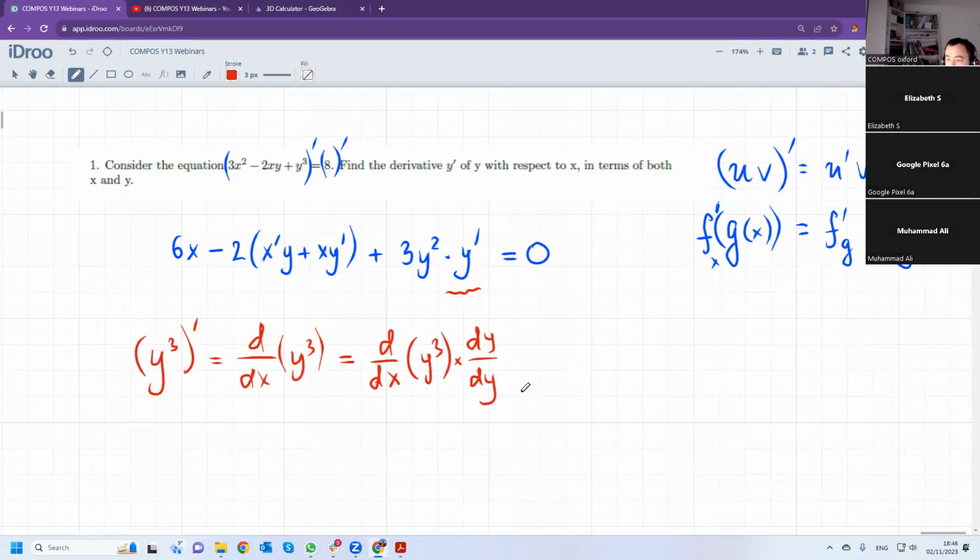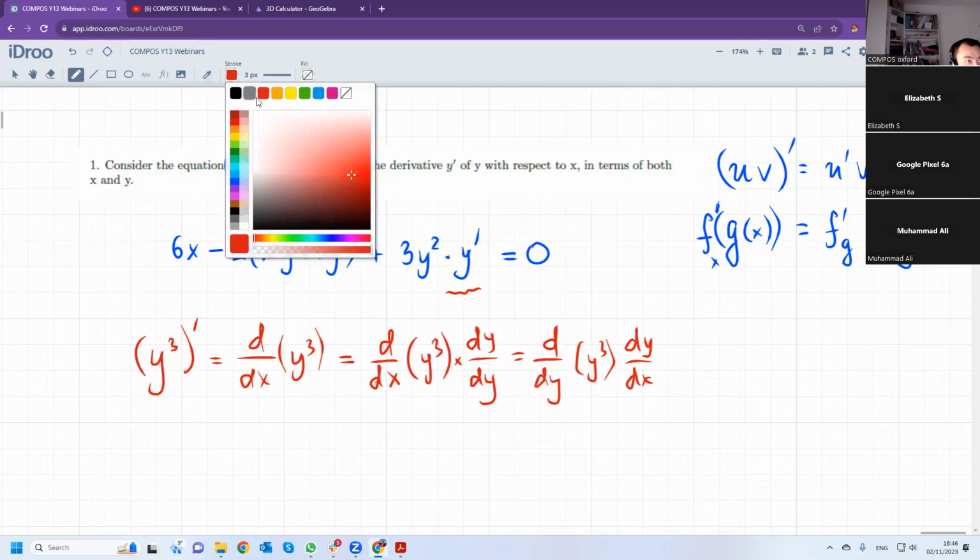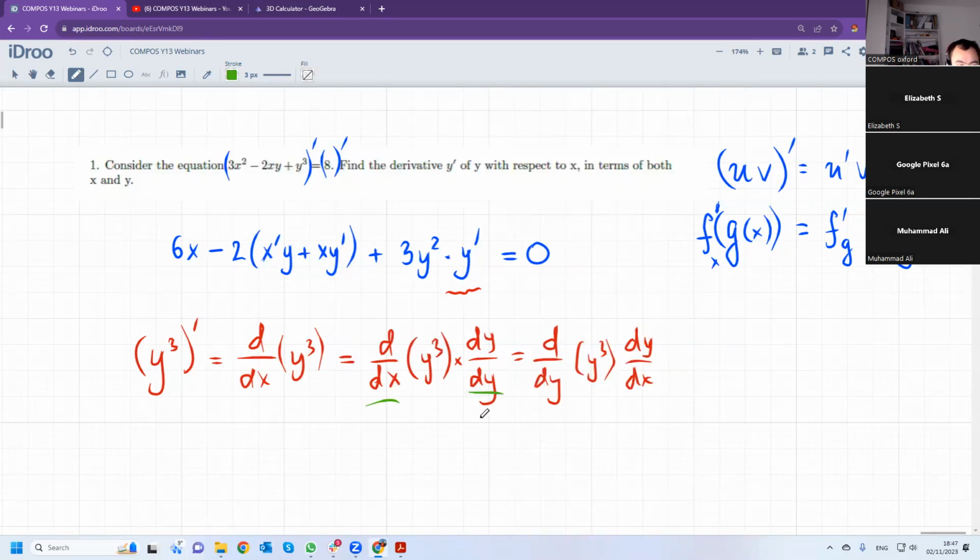So far so good, Matthew? Okay. Now I switch dy and dx, so it becomes d over dy of y cubed times dy over dx. So what I did, I switched those around. And now I have d on dy of y cubed times dy on dx. I can easily calculate that. This is 3y squared. And dy on dx, well, that's y prime. Right? Does that make more sense?